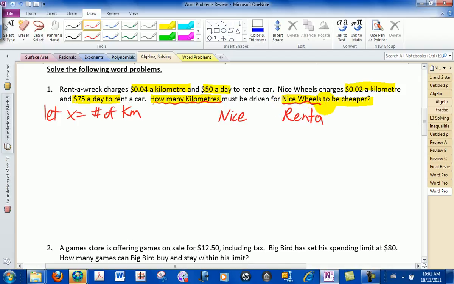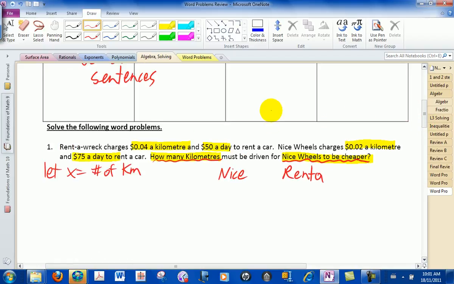To come up with an inequality, we're going to focus on the last part of the question. Remember, your bird or your crocodile is hungry, so it eats the larger side. And it points to the smaller side. Okay. So which way should it be eating? Which one should be larger? What are we trying to find out? If Nice Wheels is cheaper, which one's larger? Yeah, so Rent-A-Wreck will be bigger. So you're going to have the sign open and eat Rent-A-Wreck. That's what we're trying to find out: when Nice Wheels will be cheaper, the sign will eat Rent-A-Wreck.